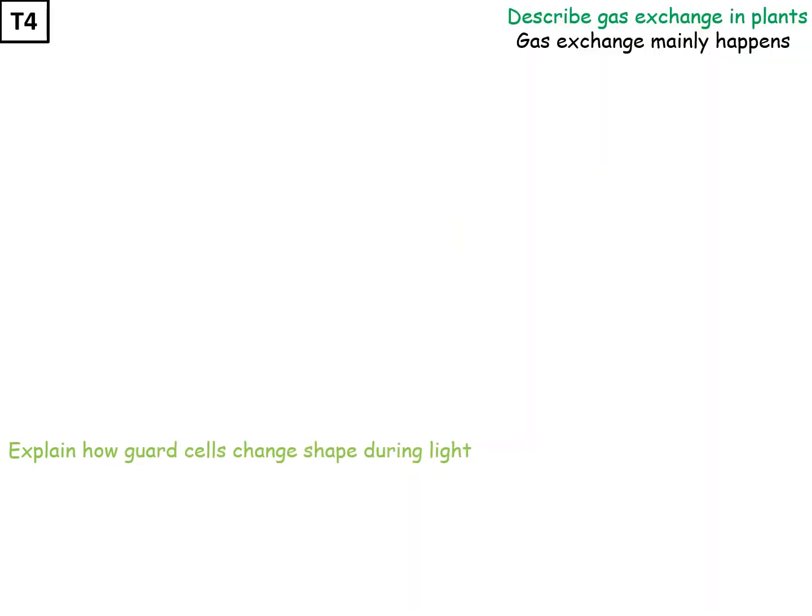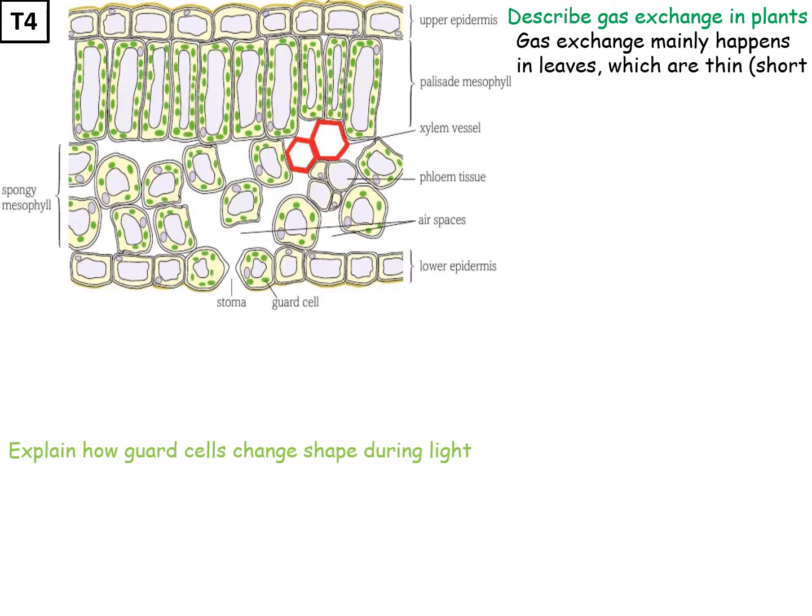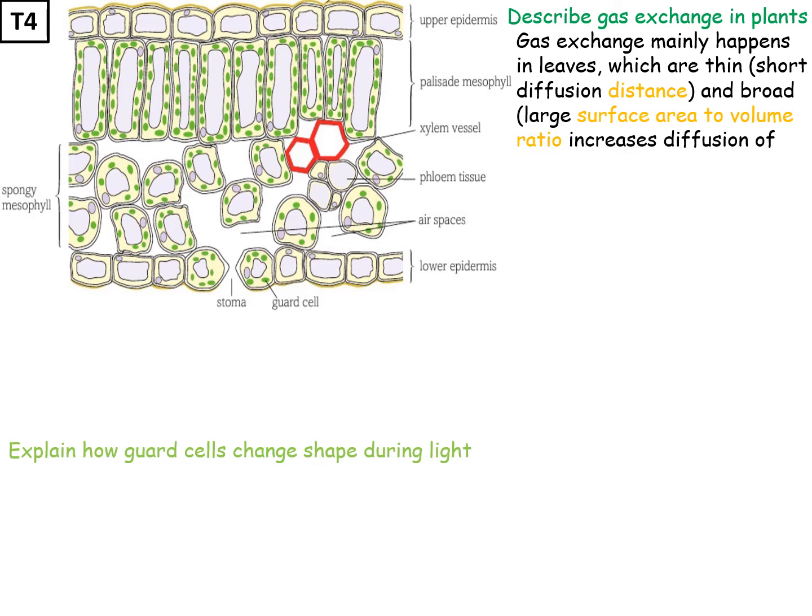Describe gas exchange in plants. Gas exchange mainly happens in leaves, and that's because the leaves are thin, and that means there's going to be a short diffusion distance. Leaves are also broad, and that broad means that you're increasing the surface area to volume ratio, and that increases the diffusion of carbon dioxide or oxygen.